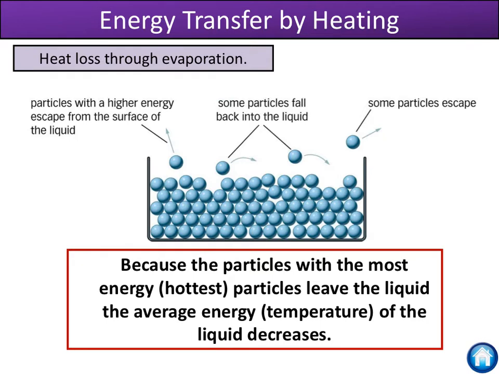The next thing we need to look at is heat loss through evaporation, and this is basically that particles with higher energy escape from the surface of a liquid, so you can see the higher energy. The ones with slightly lower energy won't be able to escape, so they'll fall back into the liquid, and the ones with even lower energy will be somewhere down here in the liquid. So the idea is that the most energetic, the highest energy particles are the only ones that can escape, they're the only ones with enough energy to leave the liquid, and because the hottest particles leave the liquid, the average energy and temperature of the liquid decreases.